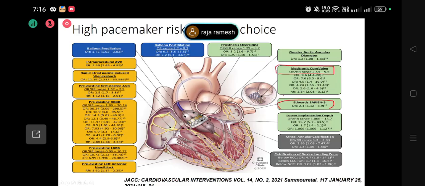There are different parameters by which we can assess a patient's requirement of pacemakers. Suppose the patient is having pre-existing left bundle branch block or right bundle branch block or first degree AV block, there will be an increased risk of pacemaker. A patient requiring more pre and post dilatation, injuring the conducting system, will require a pacemaker. Coming to our topic of interest, if you choose a Medtronic Corevalve self-expandable valve, there will be a high odds ratio of the requirement of the pacemaker rather than a balloon expandable valve.